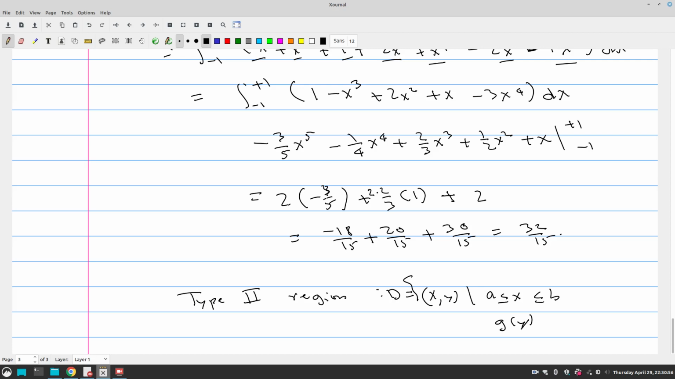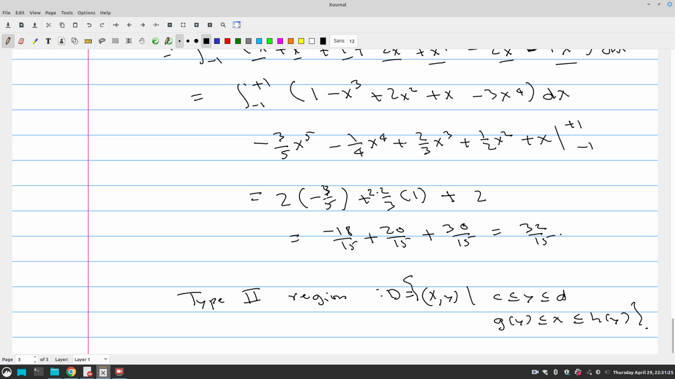so, no, I'm sorry, the y limits are constant, so you could write it as c to d. I'm sorry, the y limit should be constant, c to d, but the x limits can be thought of as lying between two functions of y. That's a type 2 region.